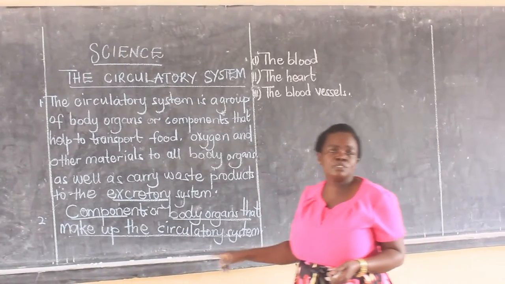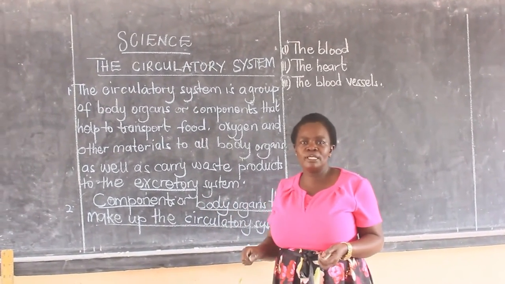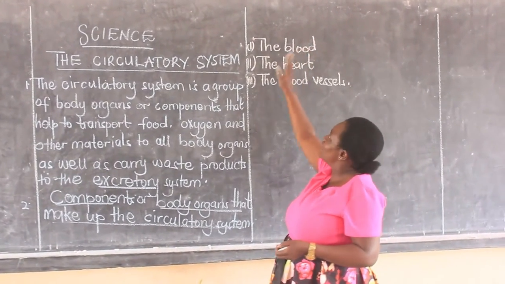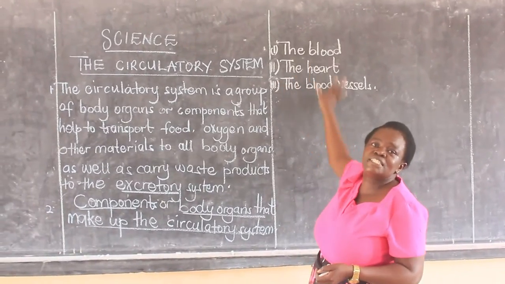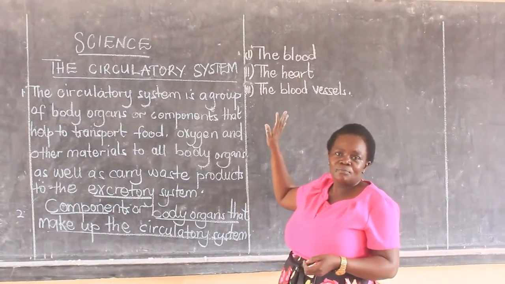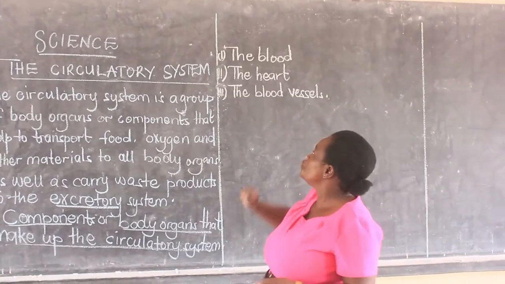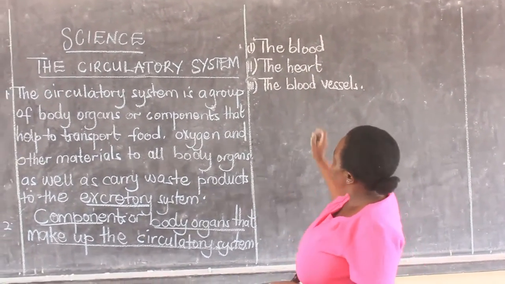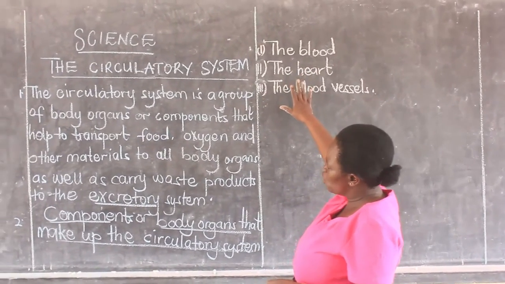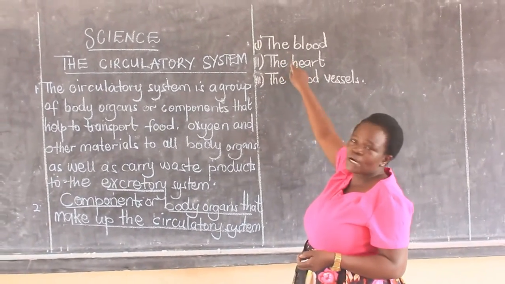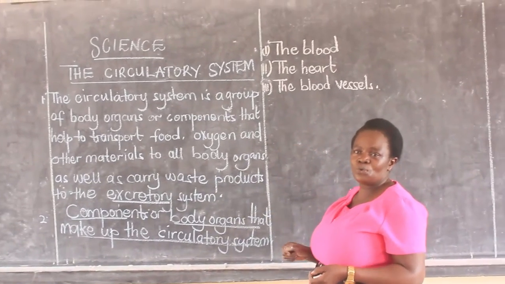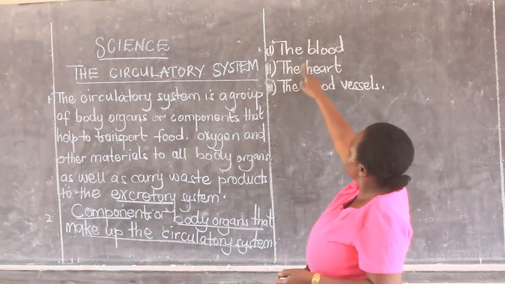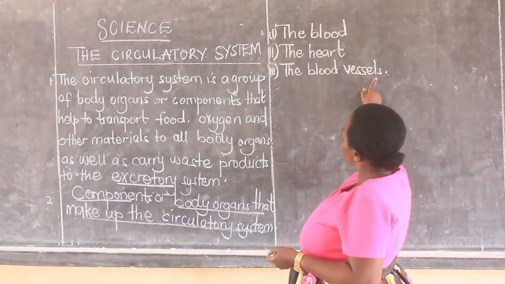Another question is going to ask you to give one component of the circulatory system. The component is blood. Actually, the component takes all three. But of course, when they ask you to name the organs, you don't include blood, because blood is not a body organ. Next, after looking at the components and the body organs, we are going to look at them one by one: the heart, the blood, and the blood vessels.